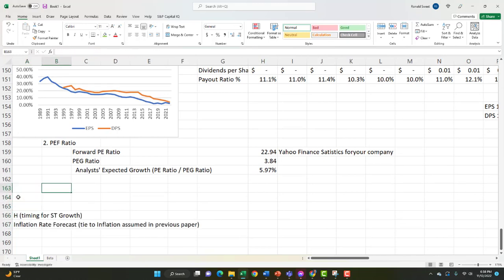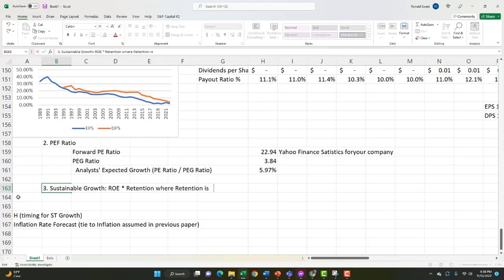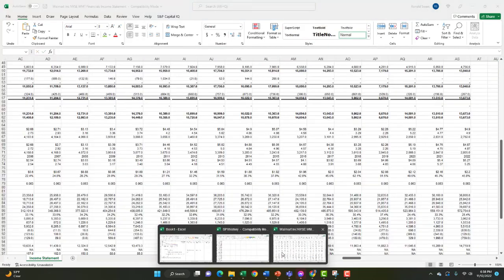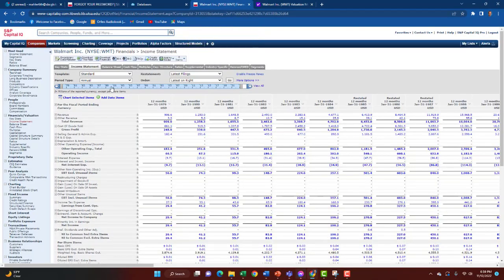A third number is what we call sustainable growth. Here we take return on equity times retention, where retention is 1 minus the payout. So let's look at return on equity. I'm going to go back to my Capital IQ and download financials so I can get the return on equity.